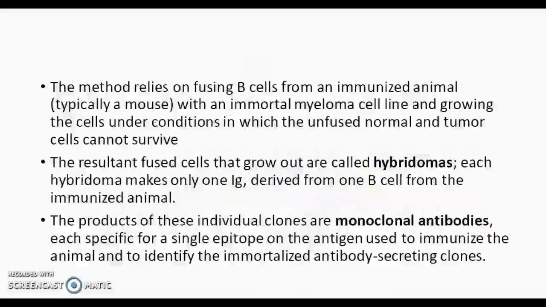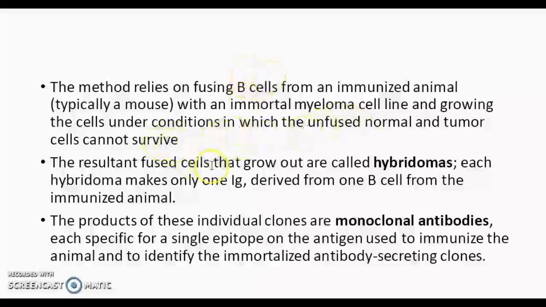The method relies on fusing B cells from an immunized individual, typically a mouse, with an immortal myeloma cell line and growing the cells under conditions in which the unfused normal and tumor cells cannot survive.